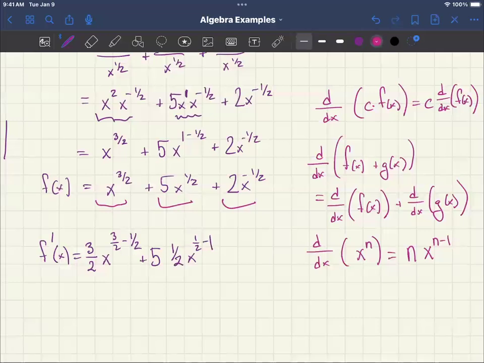Oops, I made an error there. That's not minus 1 half. That is minus 1. That makes our lives a lot different. Bring our power down, x to the negative 1 half minus 1.